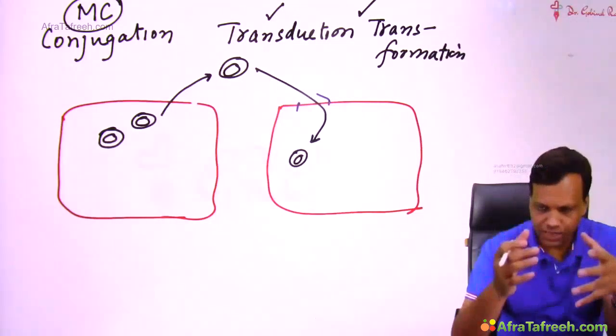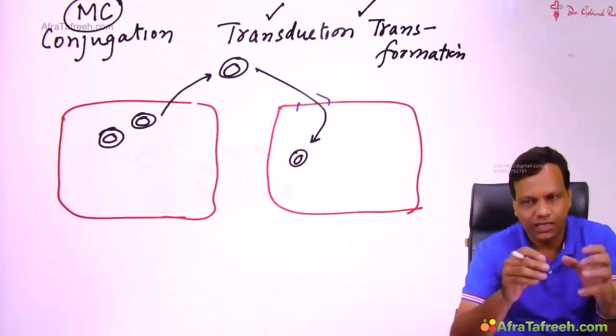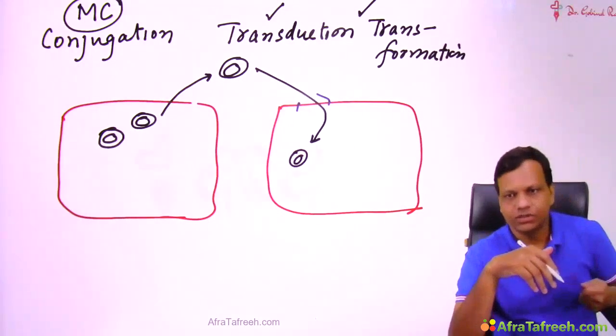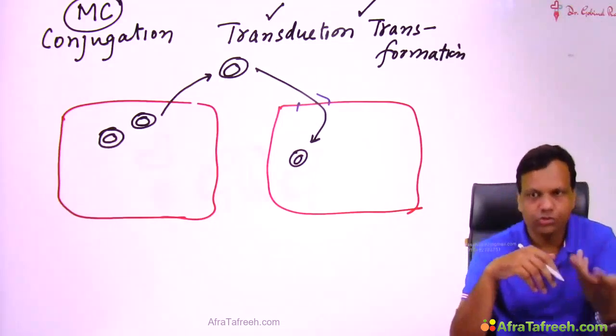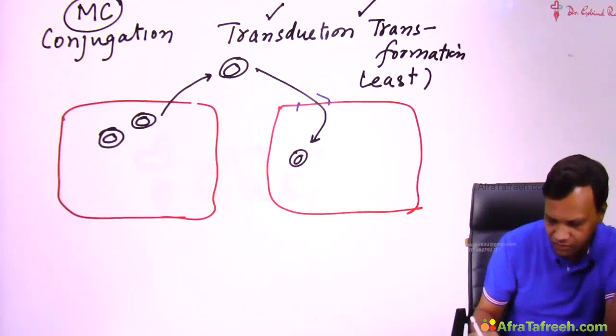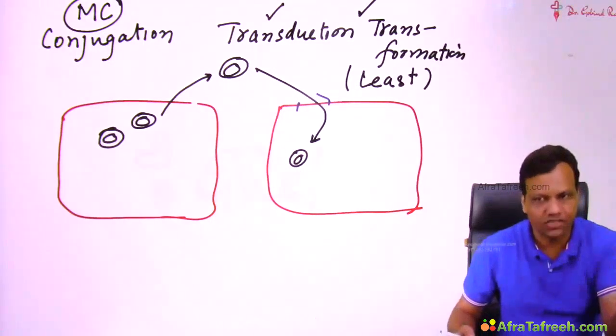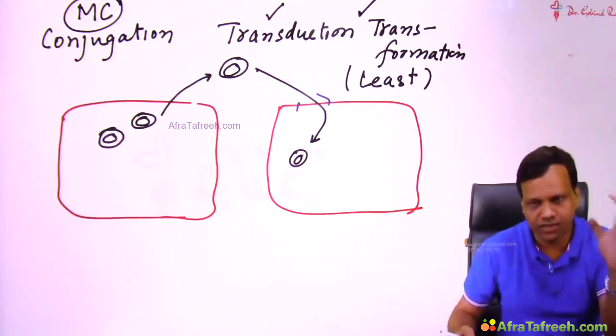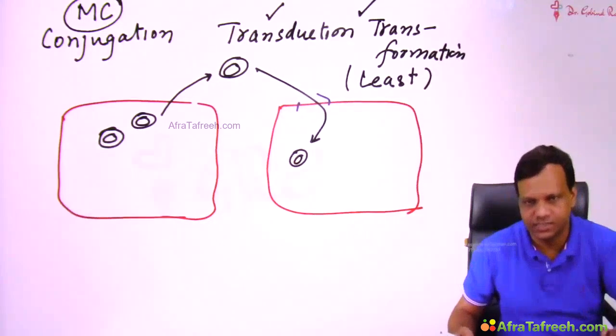So you can assume that a man was walking and he found a 2000 rupee note on the road and picks up that note. A 2000 rupee note is not found every day. So this is the least common method of transfer of drug resistance. Most common is conjugation, least common is transformation. Clear? So that is about the transfer of drug resistance.